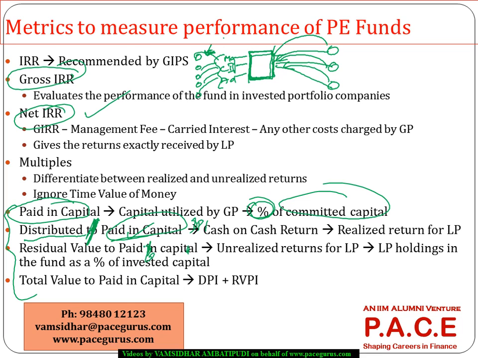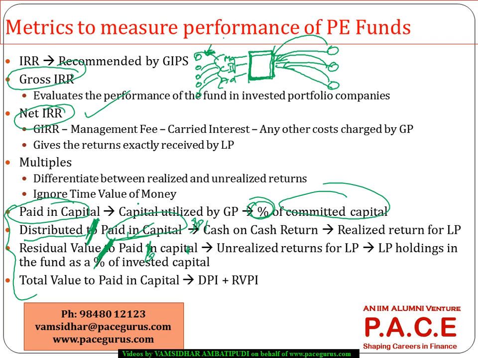Then we have residual to paid in capital, which talks about how much of it is still undistributed, which is in the form of various holdings in the fund. And finally, there is the total value to the paid in capital, which is generally expressed as a summation of the realized return as well as the unrealized return, the DPI plus RVPI kind of mechanism. All these are various tools that are typically used to evaluate the performance of the various PE funds.